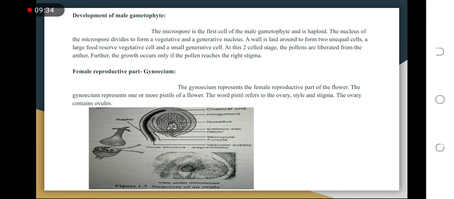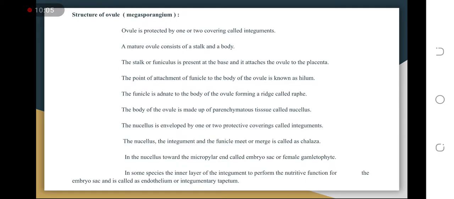Now, female reproductive part. The female reproductive part means gynoecium. Gynoecium represents the female reproductive part of the flower. The gynoecium represents one or more pistils of a flower. The word pistil refers to the ovary, style and stigma. All these parts together are called pistil. The ovary consists of ovule. The picture shows the structure of ovule, megasporangium.